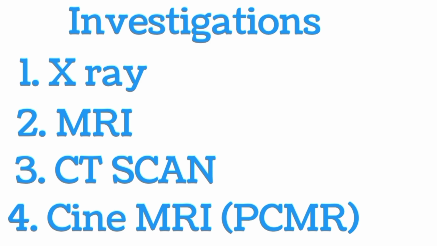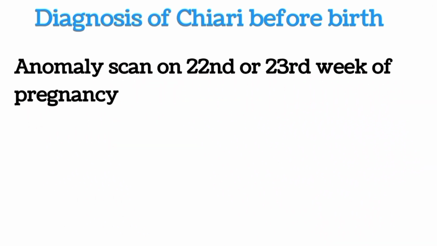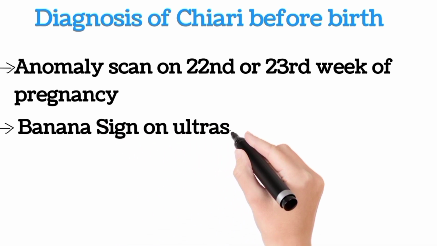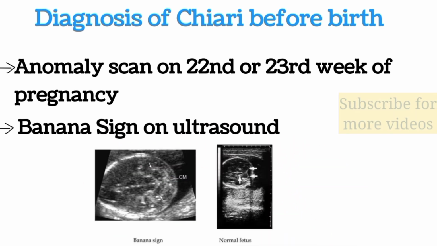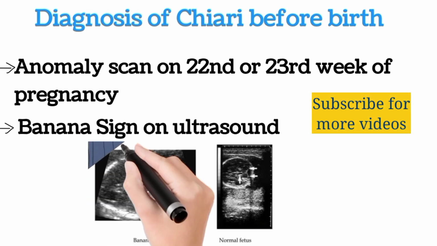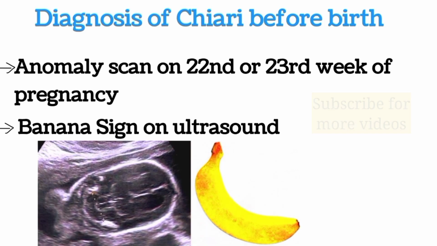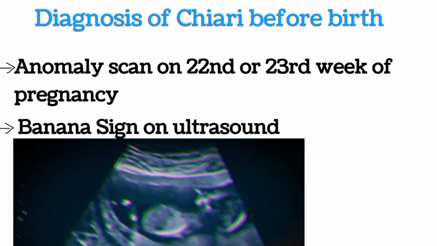Now we have to diagnose a fetus with Chiari malformation. We perform anomaly scan around 22-23 weeks of gestation, and in this ultrasound we see banana sign or banana cerebellum. This is named banana sign because the cerebellum looks like a banana and it is wrapped around the brainstem and compressing the brainstem structures. We can appreciate the descent of spinal cord and abnormal configuration in the ultrasound.